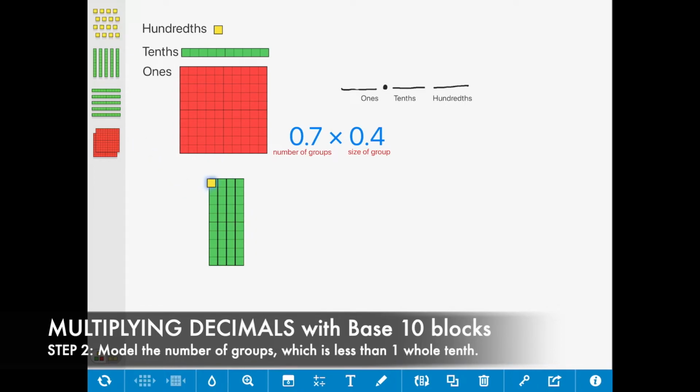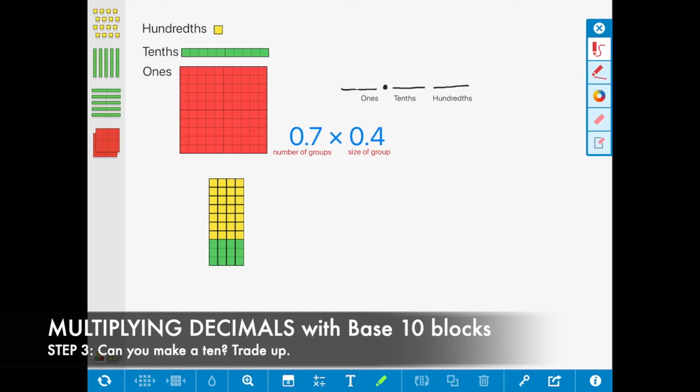1 tenth, 2 tenths, 3/10, 4/10, 5/10, 6/10, 7/10. I'm going to do the same for the other 3/10. Now that I have completed the model for the expression 7/10 times 4/10, let's take a look at those yellow squares to see if I can make a 10 and trade up.